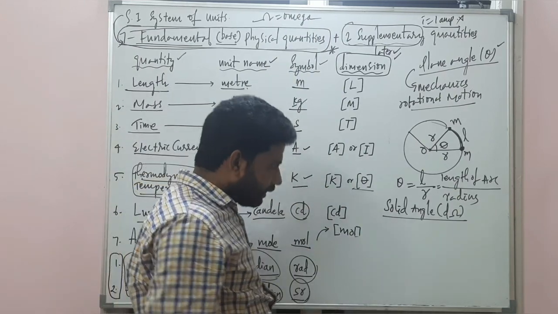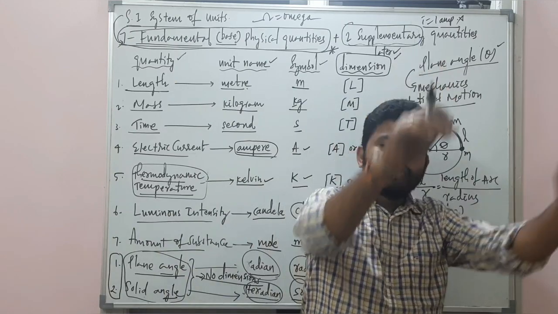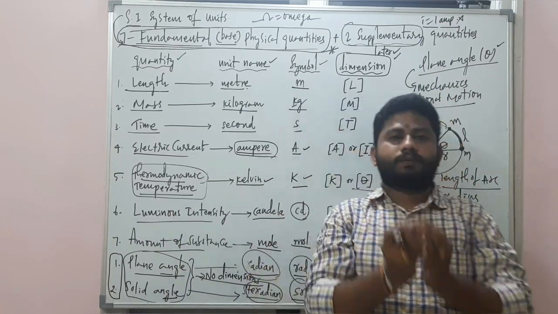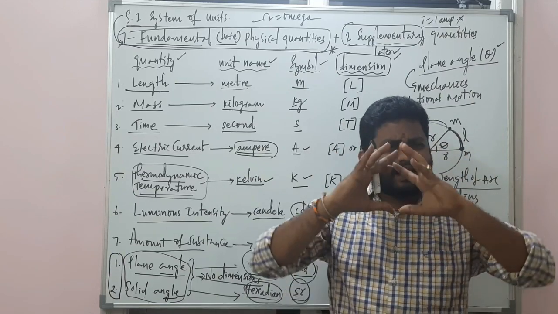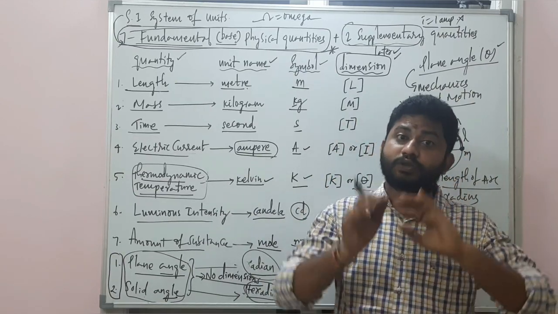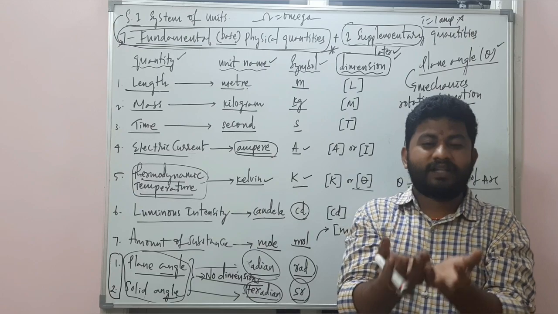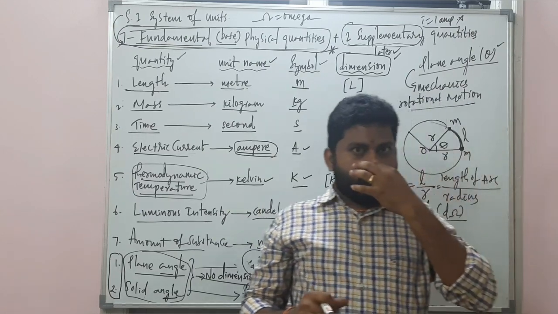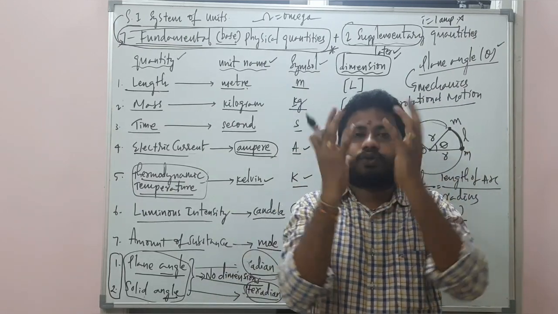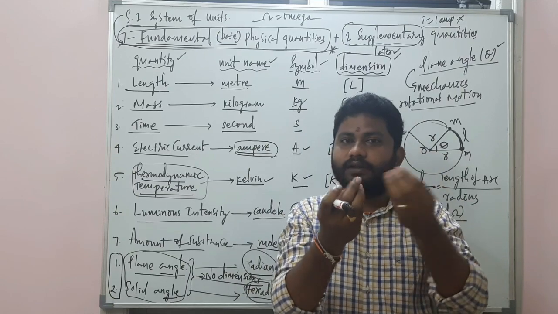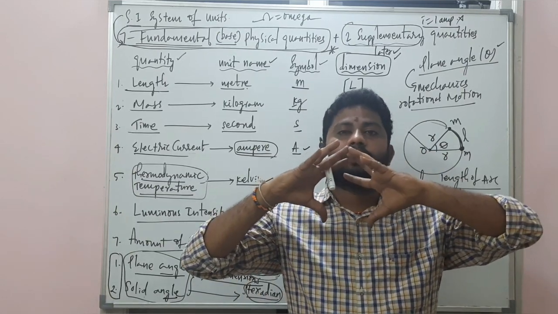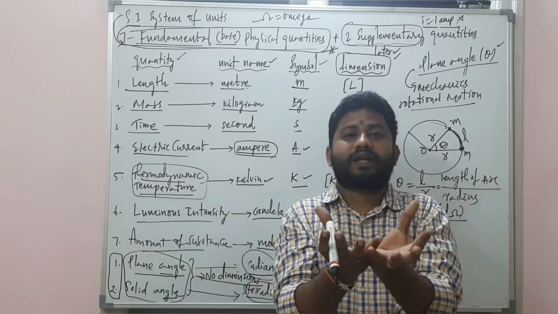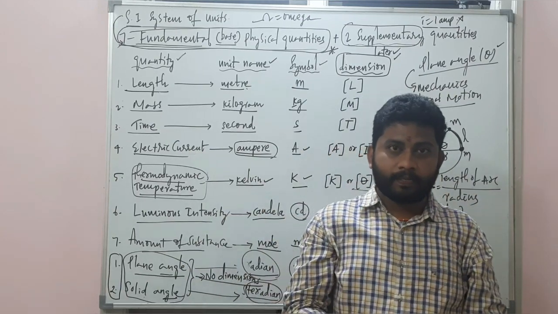Solid angle is so simple. You need to imagine a football or a watermelon, exactly spherical in shape. Imagine it's not a hollow sphere, it's a solid sphere. Inside also the material is there. That's the reason I told you to imagine a muskmelon or watermelon exactly in the spherical shape.